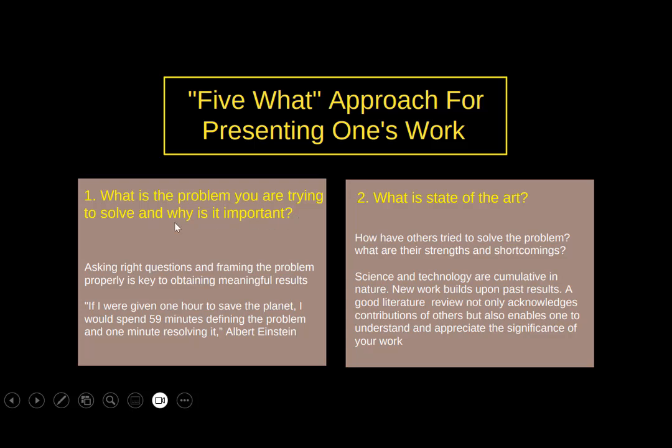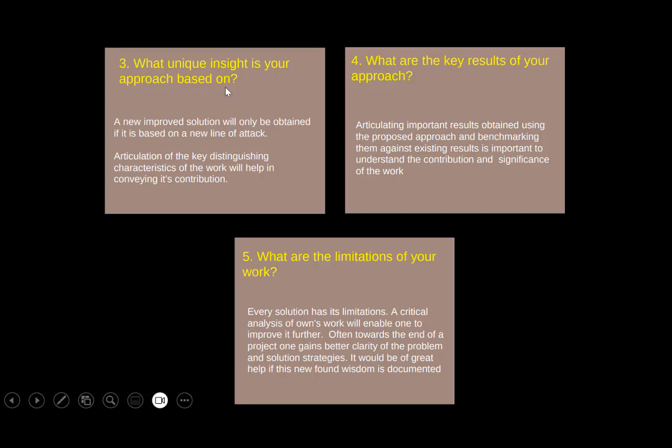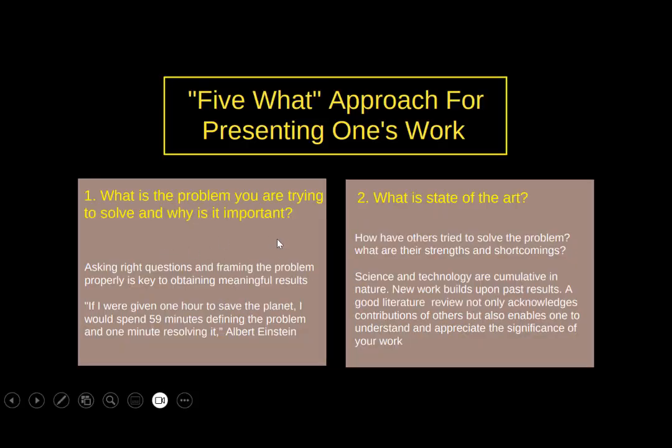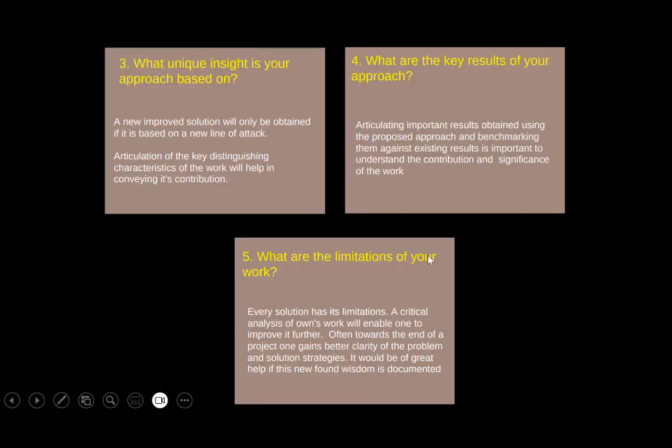What is the problem you're trying to solve? What is the state of the art? What unique insight is your approach based on? What are the key results of your approach? What are the limitations of your work? So this is the checklist that I'm suggesting. Keep these 5 things in your mind. When you're presenting, when you're writing your thesis, try to address all these 5 points. And hopefully your thesis would be better organized and you would be able to communicate things in a better manner.